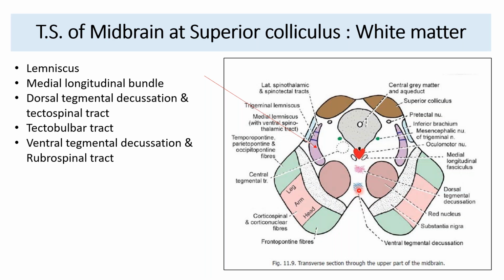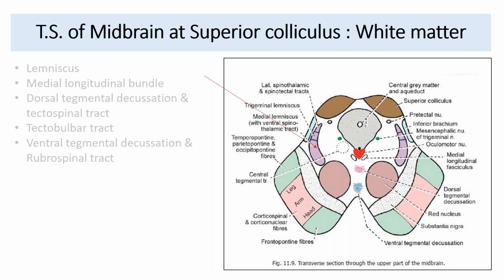More ventral decussation is for the rubrospinal tract. So from the red nucleus, the fibers go to the spinal cord and they decussate ventrally. So this is the ventral tegmental decussation that we'll find.